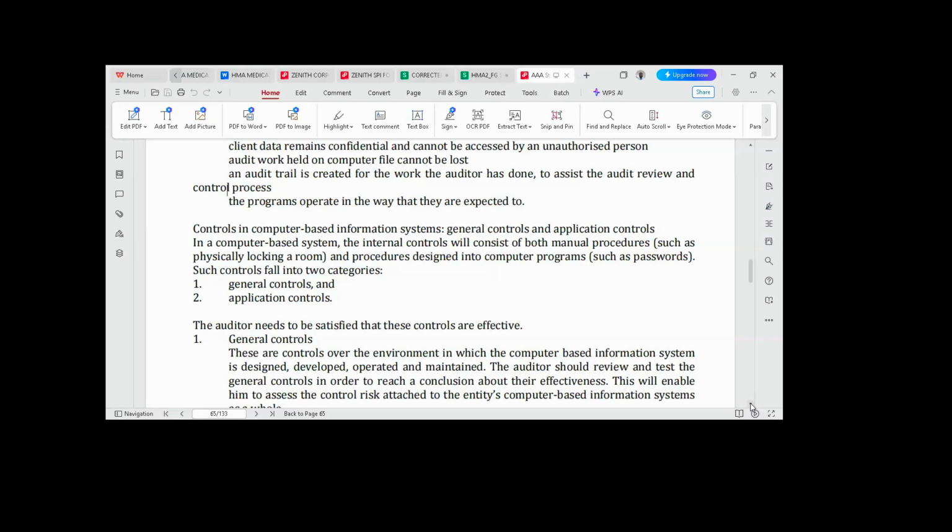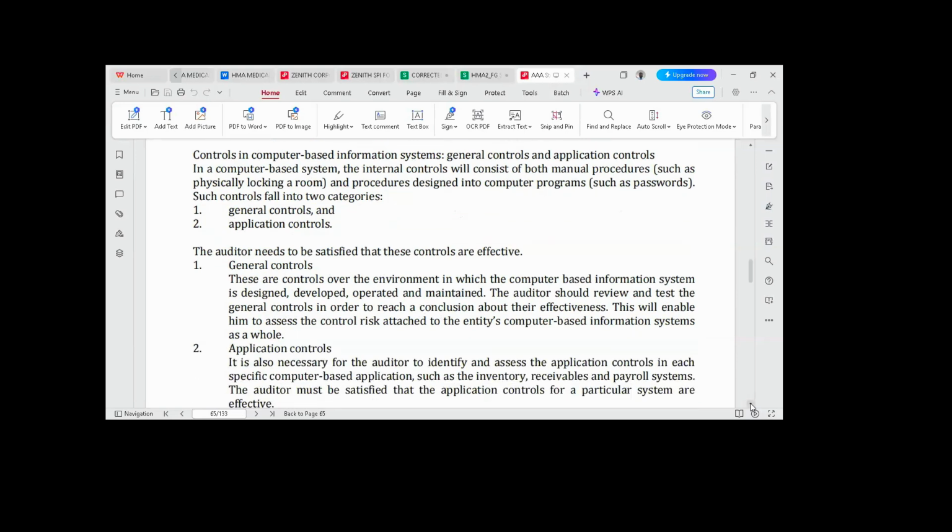So if the quality of the information you are getting cannot be trusted, and what do you mean by quality? The source. If the source cannot be trusted, then the auditor will not need to what? To rely on that audit evidence. That is why the auditor will always ensure that in the client computer environment, there are what we call general controls and what we call application controls.